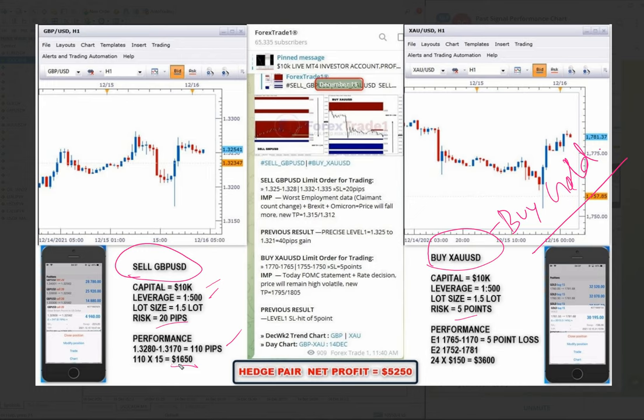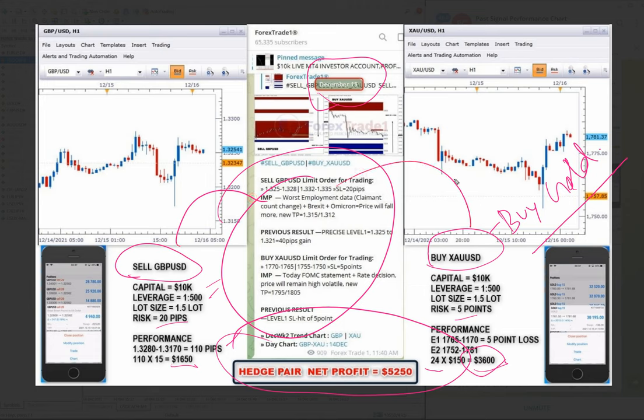$1,650 gain. And on the other side, gold performed 24 points, which is $3,600 profit. So the total net profit we have mentioned here is $5,250 profit. And you can check this signal on our Forex Trade One Telegram channel, the main channel which I showed you before. On 15th December we gave this signal, and based on this, both the scripts performed.